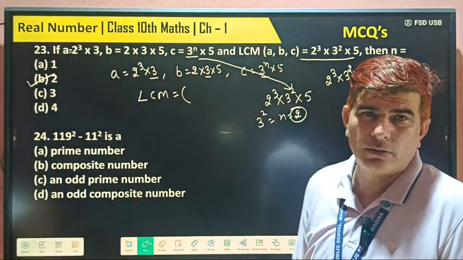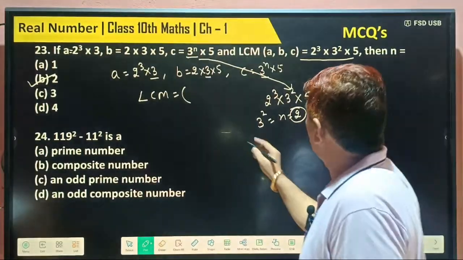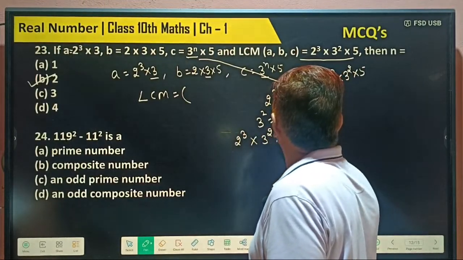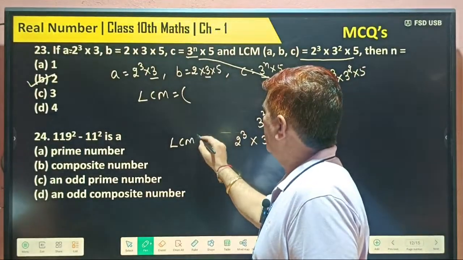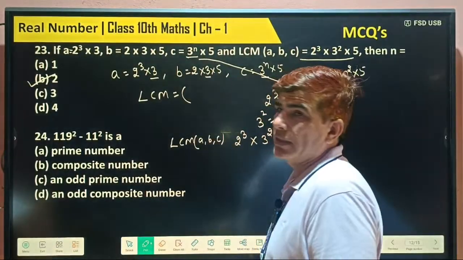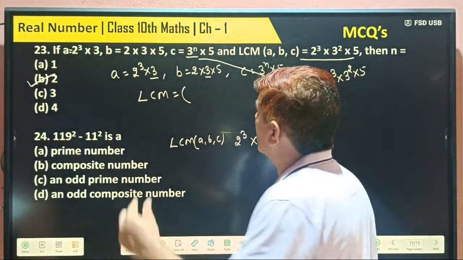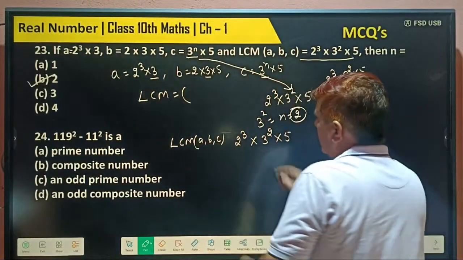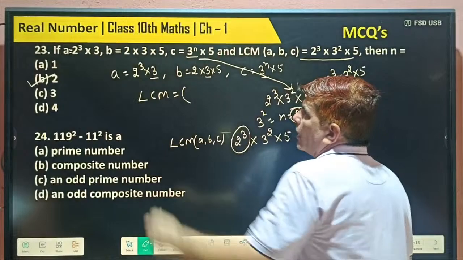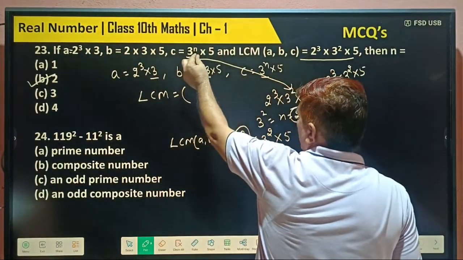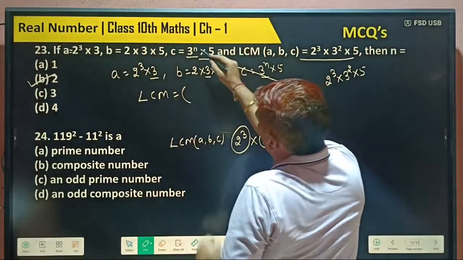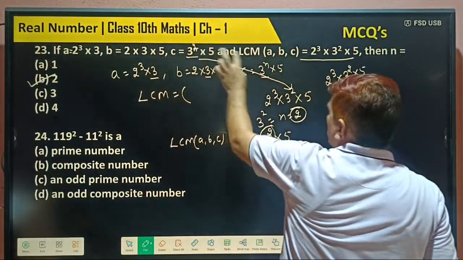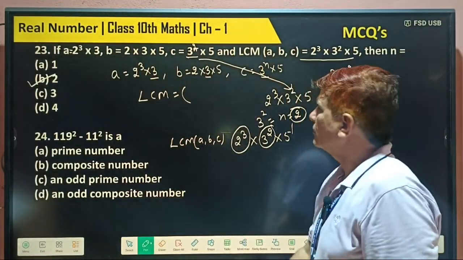Not understood? Again, I can repeat. Given is 2 power 3 into 3 power 2 into 5, the LCM of A, B and C. LCM means the highest power of each prime number. Here 2 power 3, here 2, here none. So I have taken the highest power of 2. Here 3, here also 3, here 3 power n, but the LCM is written as 3 power 2. So here n equals 2. Into 5: here 5, 5, 5, that's why we have taken 5.